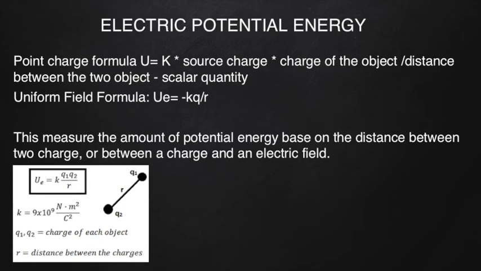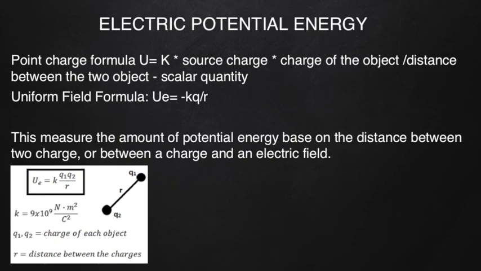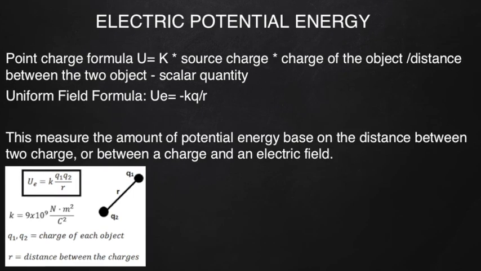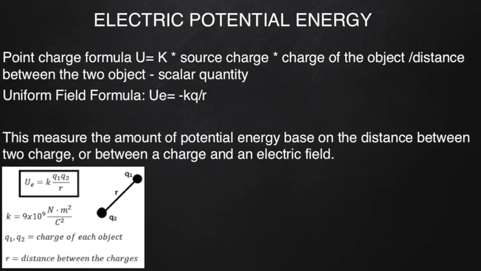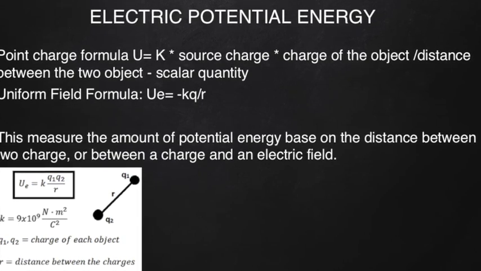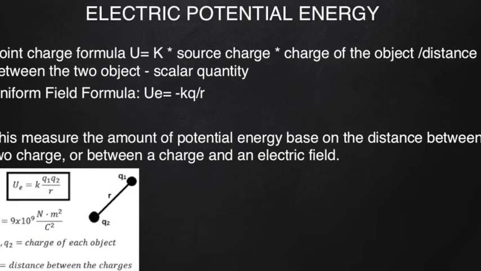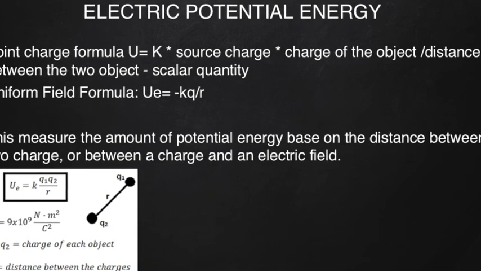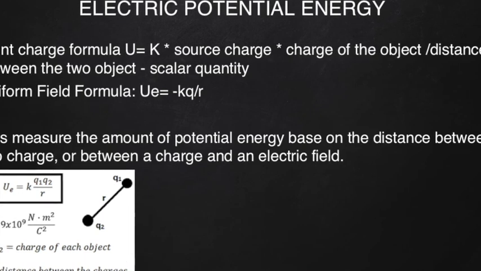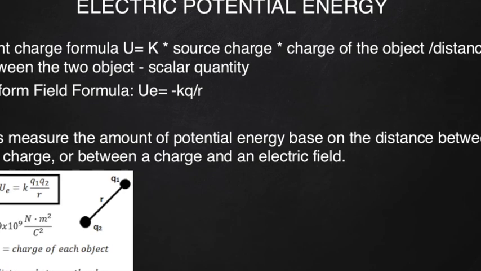So now we're talking about electric potential energy. The formula for electric potential energy for point charges is: the electric potential energy equals Coulomb's constant times source charge times the charge of the object over the distance between the two objects. Electric potential energy is a scalar quantity, so that means direction does not matter. The uniform field formula for electric potential energy is UE equals negative K Q over R. This measures the amount of potential energy based on the distance between the two charges, or between a charge and an electric field. Here is a picture.